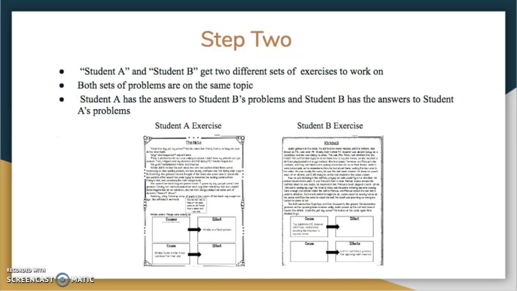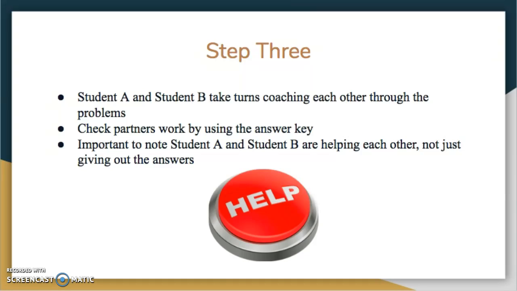In the pairs, there's a student A and student B. Student A and student B have their own set of problems to work on. Each set of problems they work on are based on the same topic. The catch is student A has the answers to student B's problems and student B has the answers to student A's problems. Student A and student B take turns coaching each other through the problems.